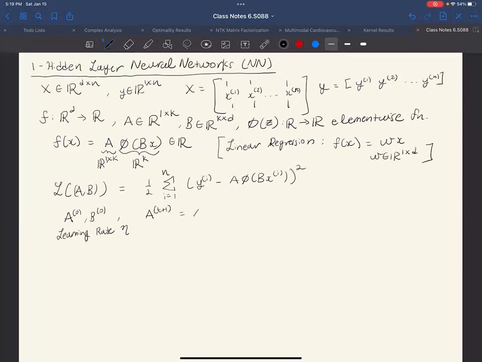A at time t plus 1 is A at time t minus eta times the gradient of the loss with respect to A. And then you'll similarly have a second iteration, but now you compute the gradient of the loss with respect to B, and you run both of these equations in parallel. And so this is it. This is just gradient descent.